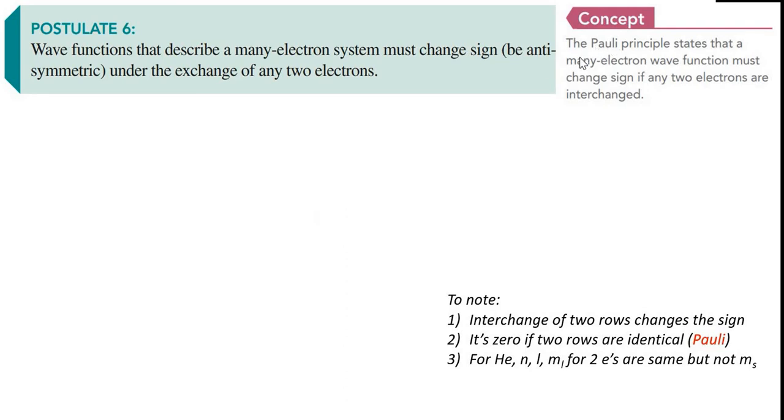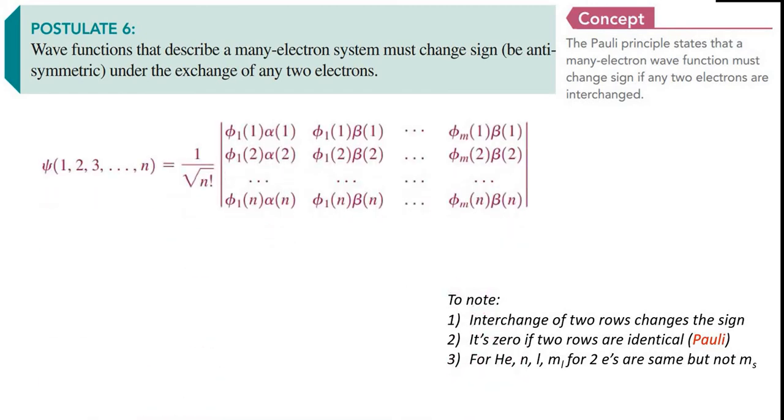Actually, it is at the heart of what we know as the Pauli exclusion principle. The Pauli principle states that a many-electron wave function must change sign if any two electrons are interchanged. So this is taken as a postulate. In inorganic chemistry you have come across this, and that's why I'm skipping a few steps. I'm going directly to the representation of an antisymmetric wave function.